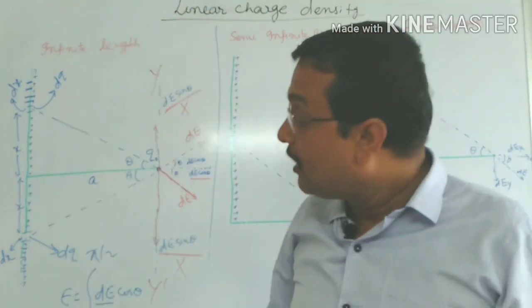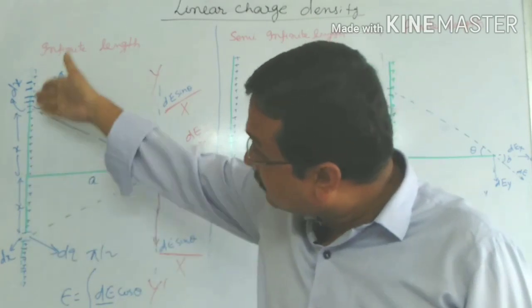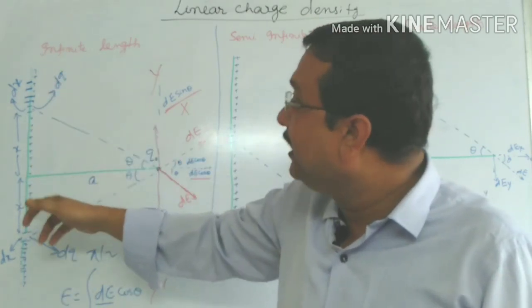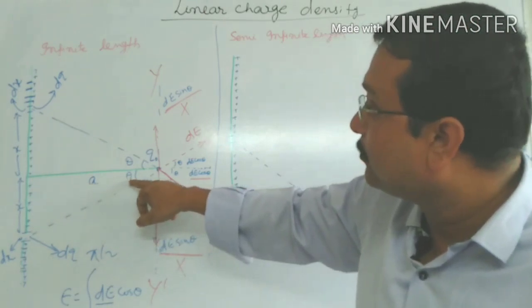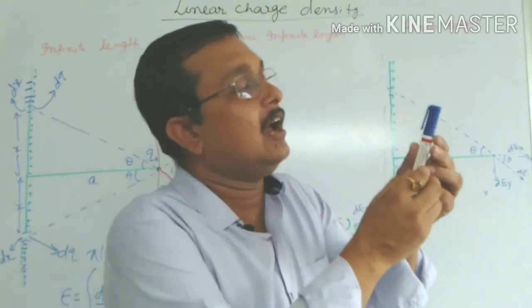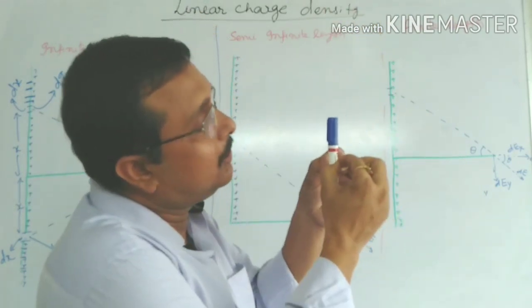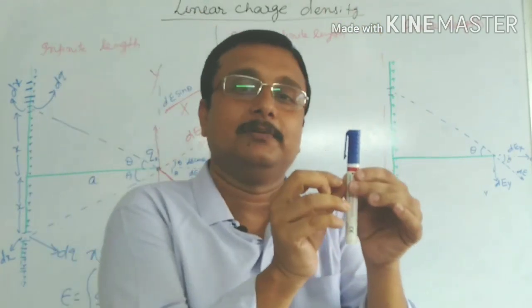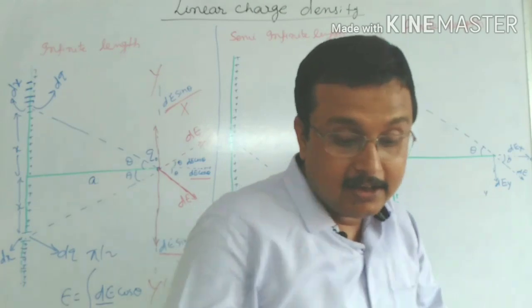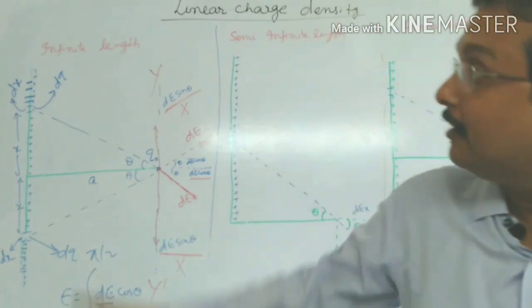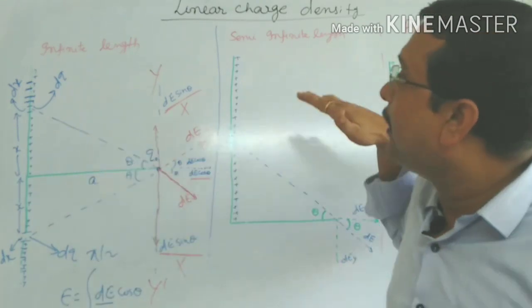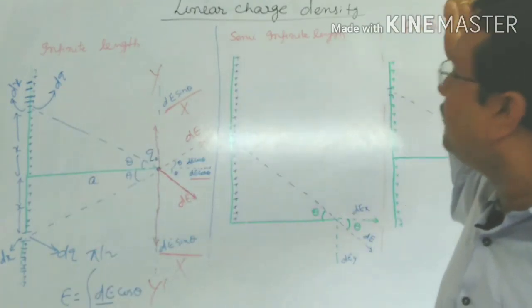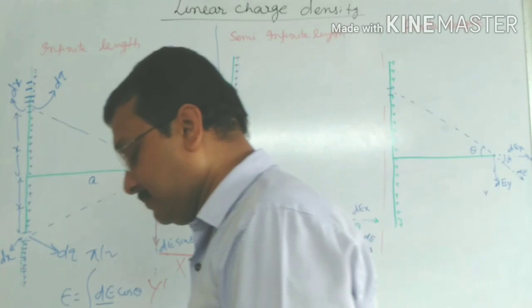How large? Large in the sense that the length of the charge line is very, very much greater than the distance of the point where we have to calculate the electric field. Suppose this is a big line, and we have to calculate the electric field here at a distance of 1 centimeter, half centimeter. Then we can consider it as infinity. That's why this length can be divided into two parts, and one part will be the semi-infinite length.